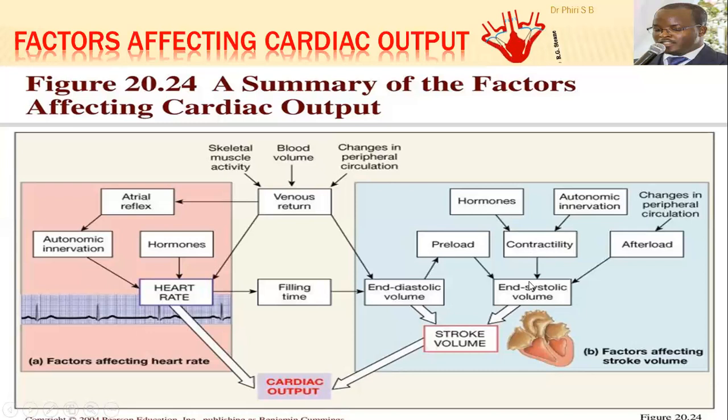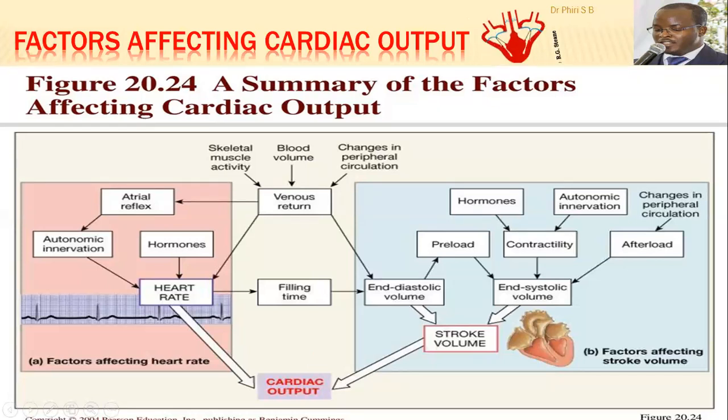This heart rate will have an effect on the end diastolic volume because of the filling time. If the filling time is increasing, the end diastolic volume is increasing. The preload is one way of expressing the end diastolic volume. So an increase in end diastolic volume will result in an increase in the stroke volume, and cardiac output is also going to increase.